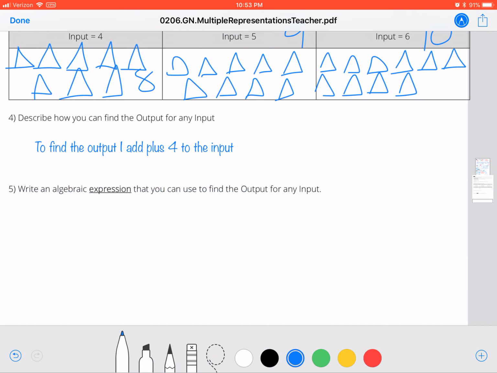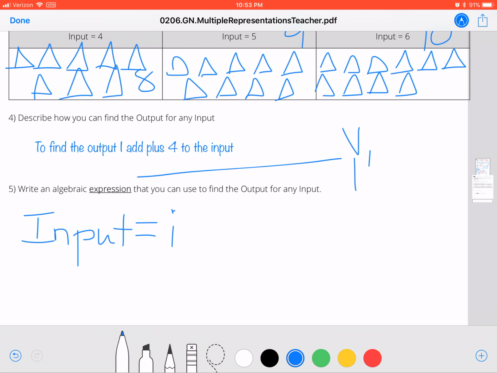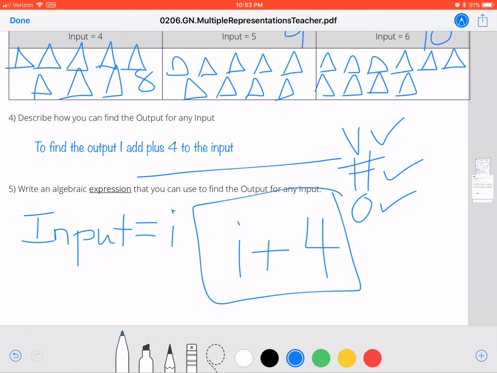And now my algebraic expression that I can use to find any output for any input. So I'm just going to put for input equals the letter I. And my expression, remember there's three things: a variable, a number, and an operation. My variable, got it, I. My number, I added 4. So my operation and my number, I plus 4, is my expression.